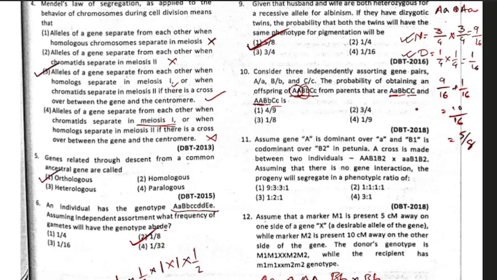And we are crossing capital C with capital C small c, so the probability of having capital C small c is 1 by 2 again. So if we multiply all of these, 1 by 2 into 1 by 2 into 1 by 2, we get 1 by 8, and that is the probability. Option 3 is correct.